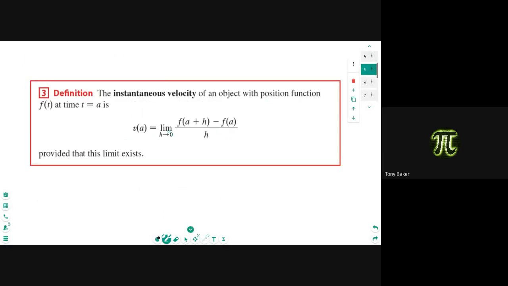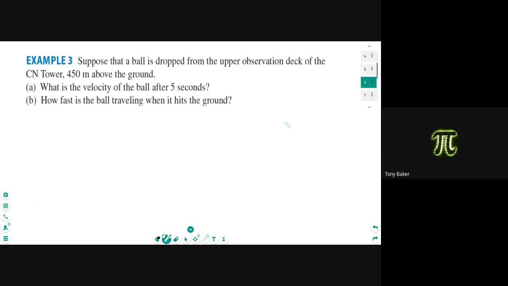It's literally the same equation, just with a v put in front of it. I'm never going to ask you what the definitions are. All right.